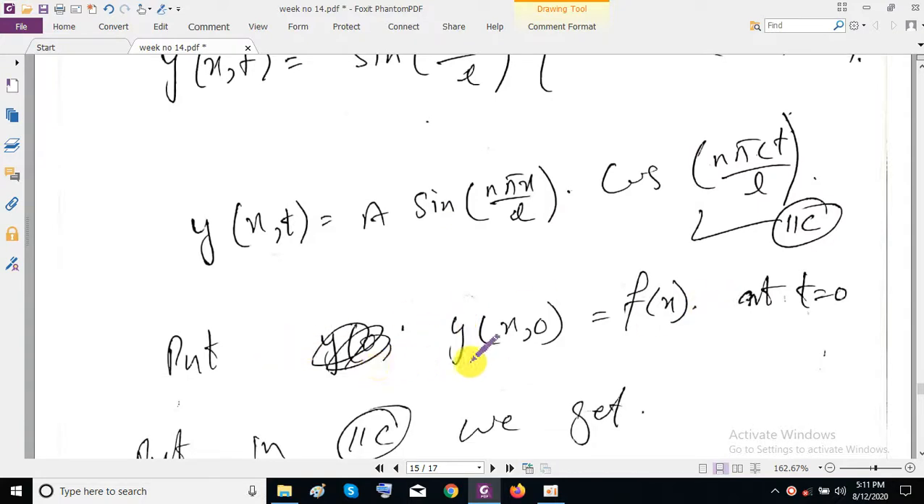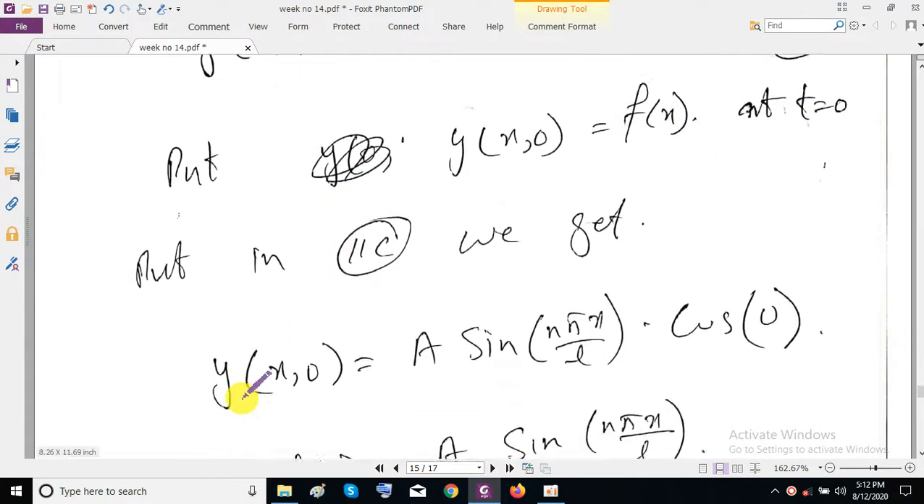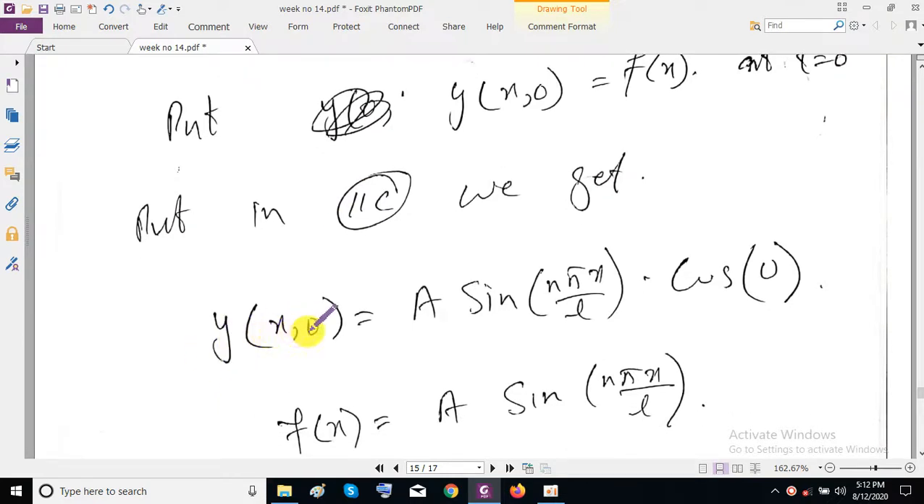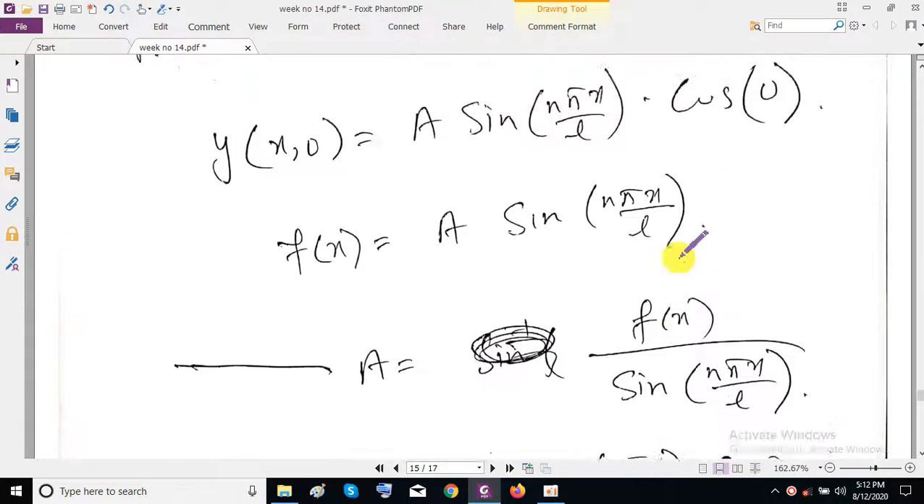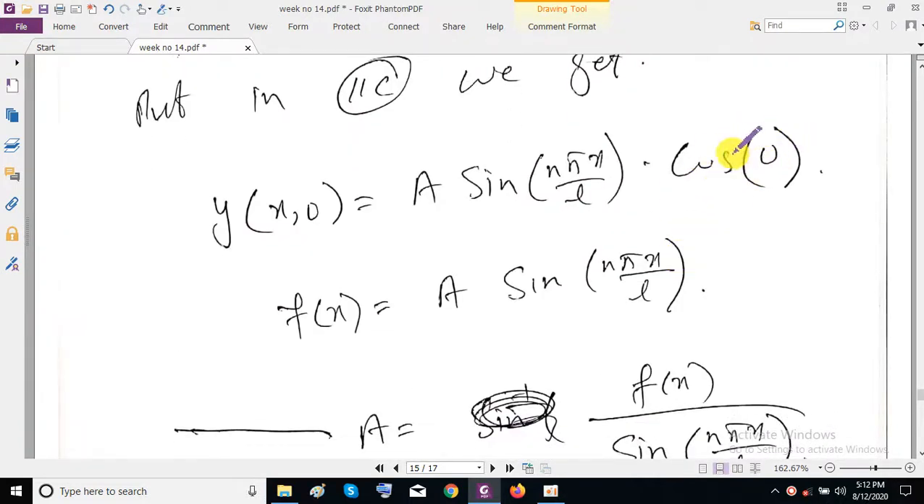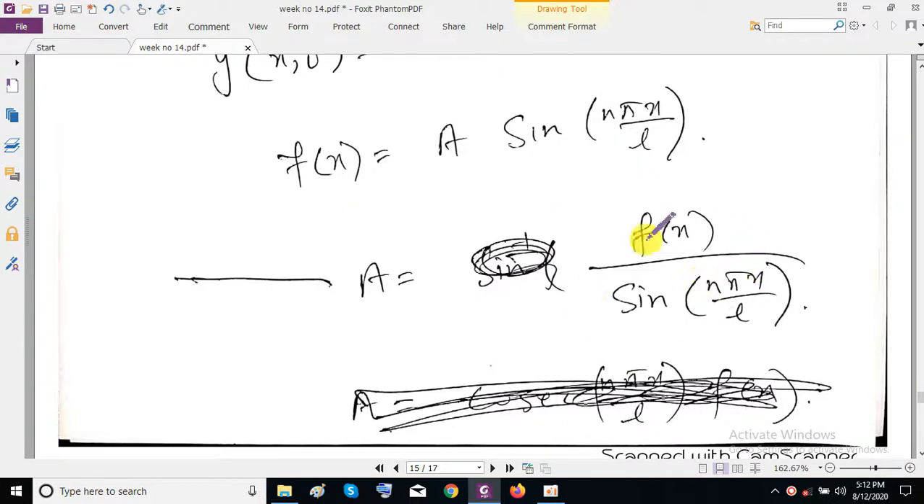Now put this condition, which is y(x,0) equals f(x). Okay, so it is equal to 0 here. यहाँ पर आप t 0 पुट कर लेंगे in 11c, so you get y(x,0) equals a sin, ये as it is, and cos 0, because यहाँ पर t है तो t 0 ये टोटल टर्म 0 हो जाएगा, cos 0. So cos 0 means 1. Okay, so 1 यहाँ आ जाएगा a sin, and the value of a will become f(x) divided by sin, इसको इस साइड पर शिफ्ट करिए, division में आएगा.